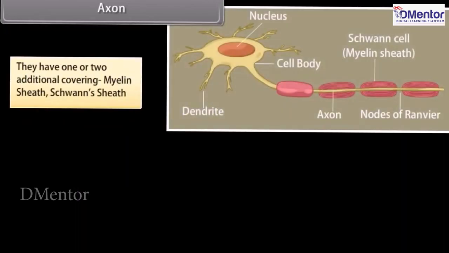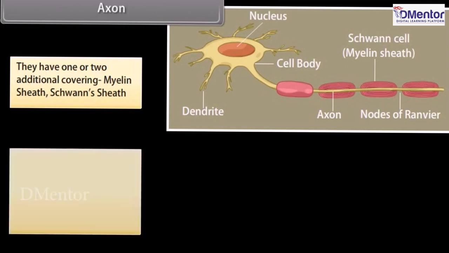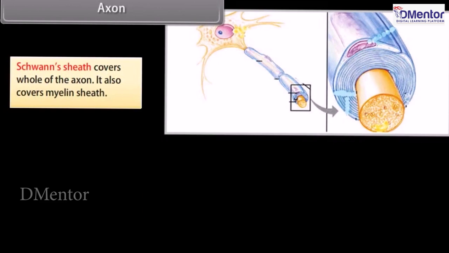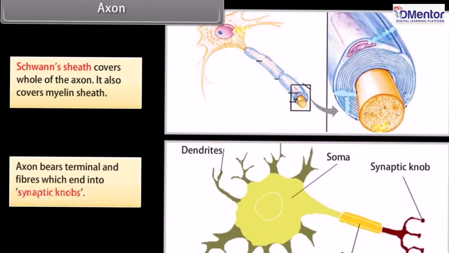They have one or two additional coverings: myelin sheath and Schwann's sheath. Myelin sheath around the axon is an insulating and protective sheath. At certain places, myelin sheath is absent, and that area is known as node of Ranvier. Schwann's sheath covers the whole of the axon. It also covers the myelin sheath. Axon bears terminal fibers which end into synaptic knobs.